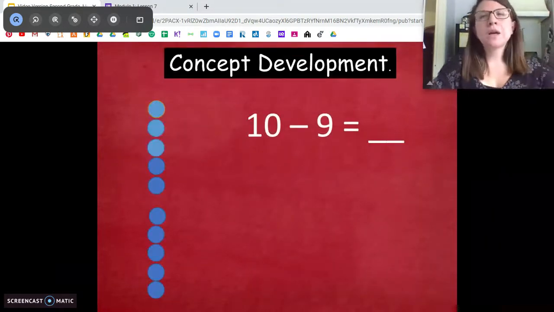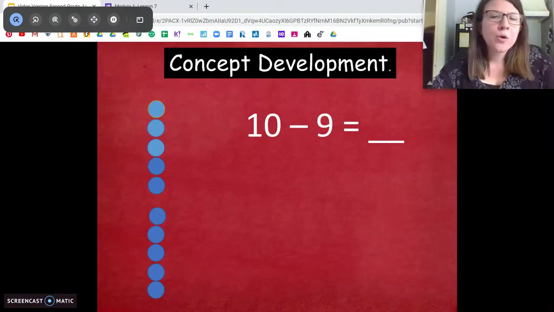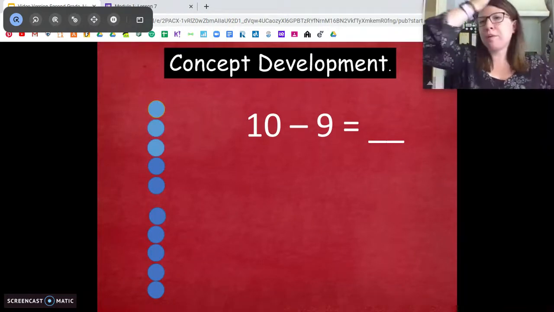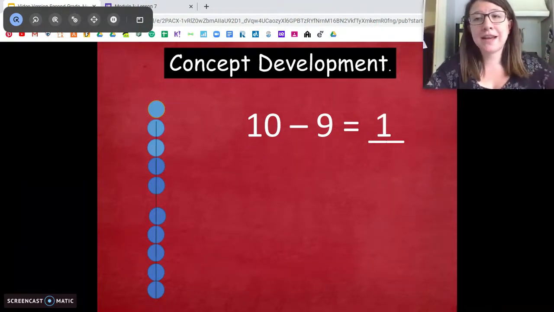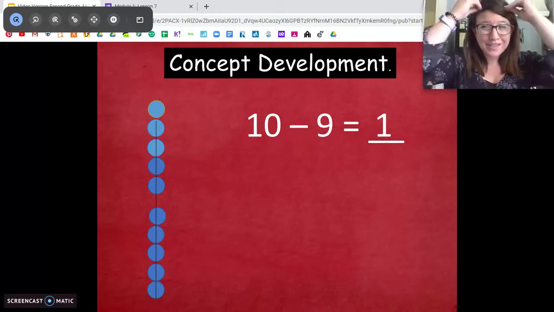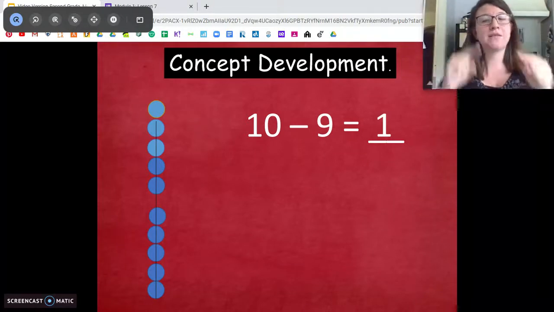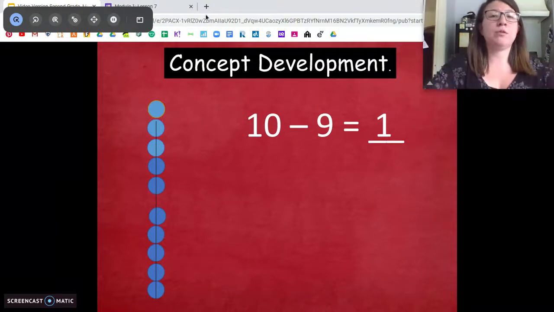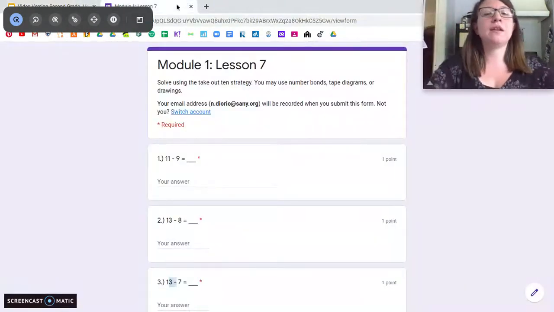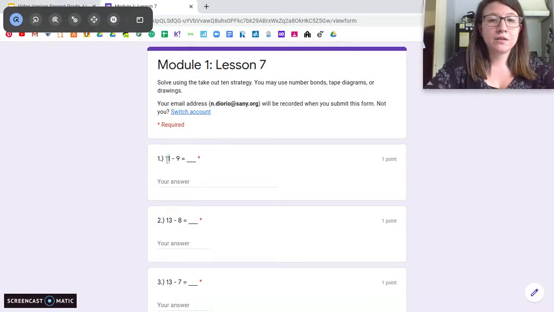What is this? You guys know this fact, right? We know it off the top of our heads. We can scoop up 9 and add on, or we can draw a picture, cross off 9, and we get 1 left over. 10 minus 9 equals 1. We're going to staple this fact in our brain because we're going to use this fact to solve for ones that we don't. Remember today we're not using multiples of 10. We're using facts between 20.